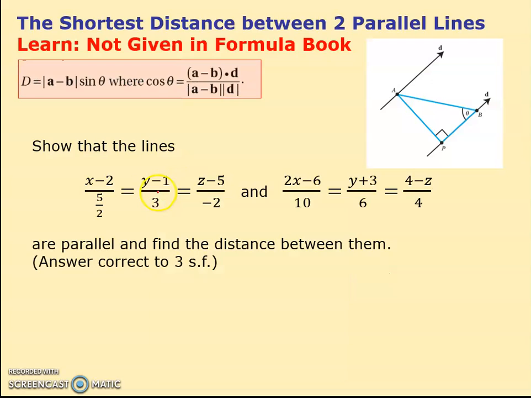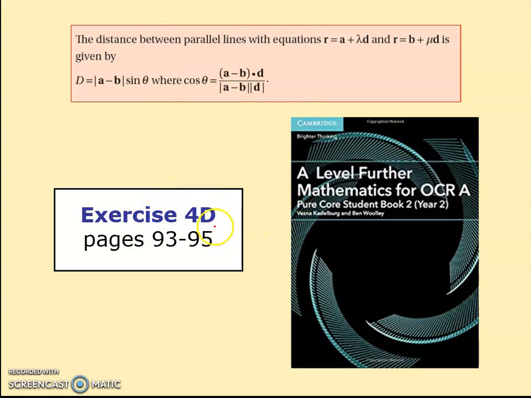And in the lesson then we'll go through that. And there's an example of it in action, and we'll then look at exercise 4D.